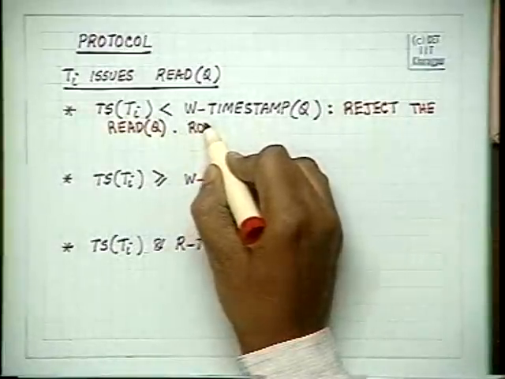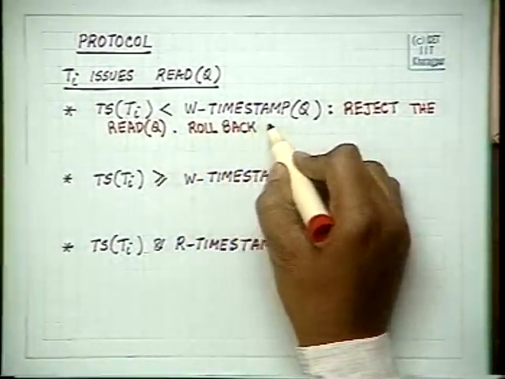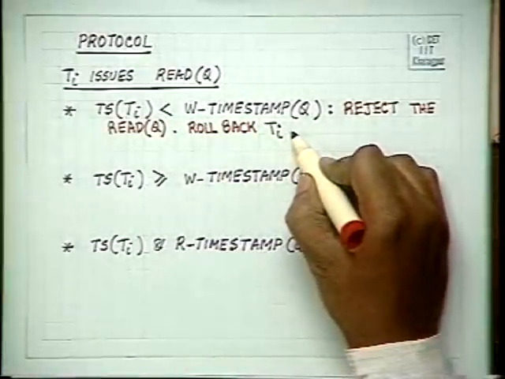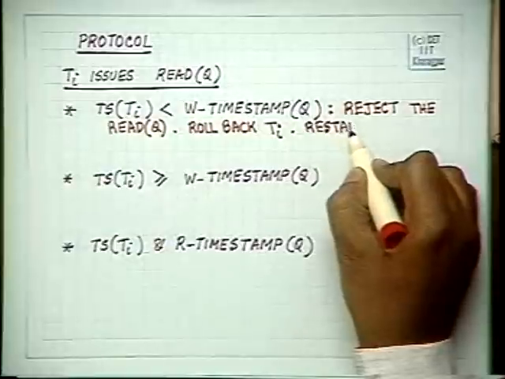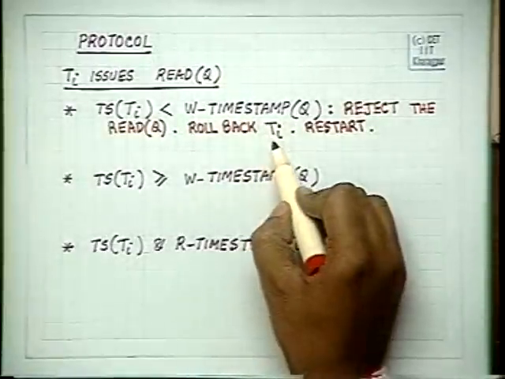What we do is roll back Ti and restart. So, Ti is rolled back and restarted.